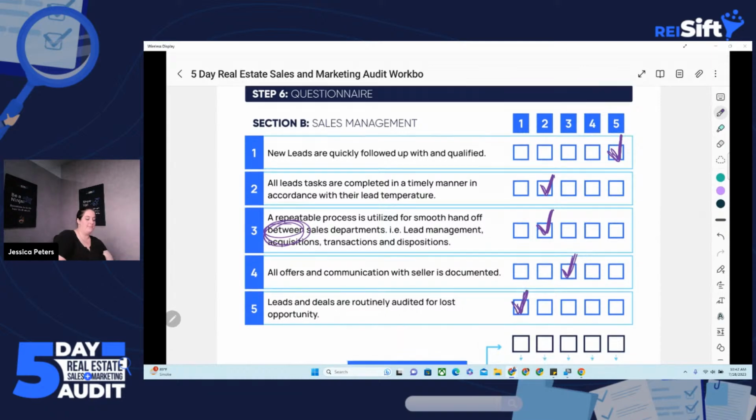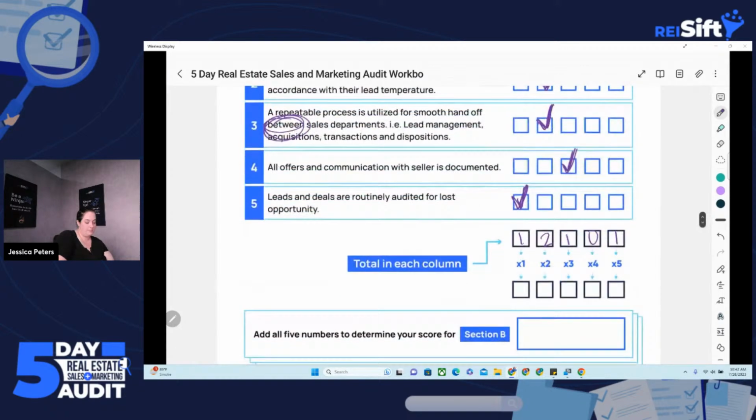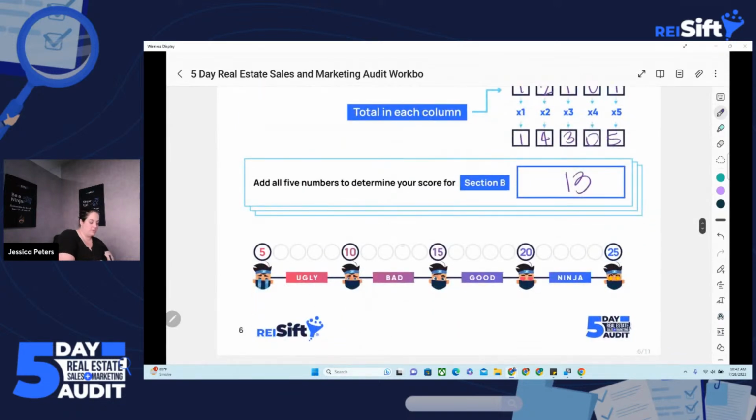We'll get our first one. All right, so I have one 1, two 2s, one 3, zero 4s, and one 5. So 1 times 1 is 1, 2 times 2 is 4, 3 is 0, 5. And that is 5, 10, 13. So my sales and lead management score is a 13.